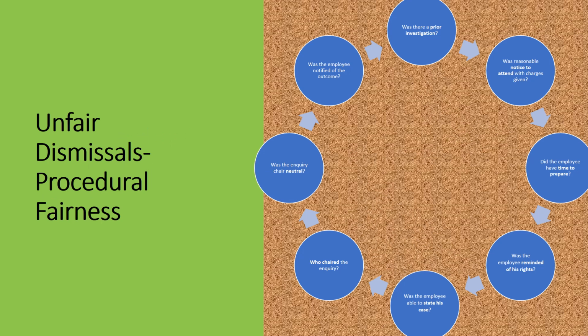Unfair dismissals, procedural fairness. This is a flow diagram that highlights the steps to be taken to ensure compliance with procedural fairness. The inquiry should be informal, and both employer and employee must be given a fair opportunity to state their cases and to question each other's cases.